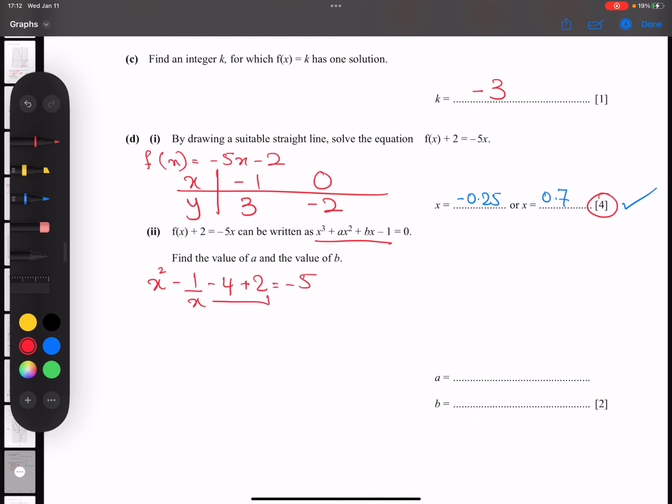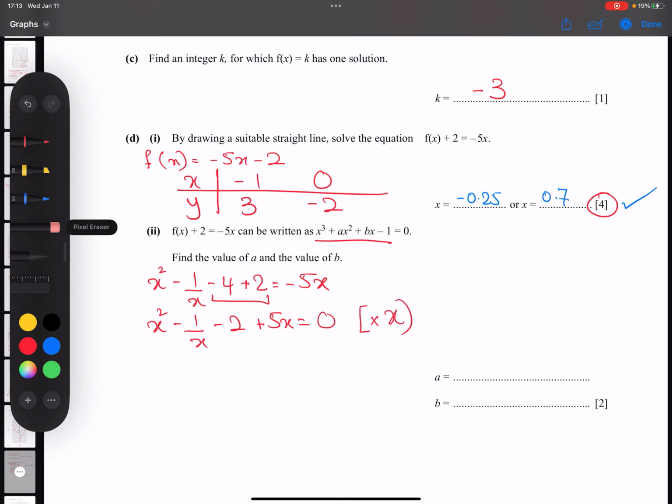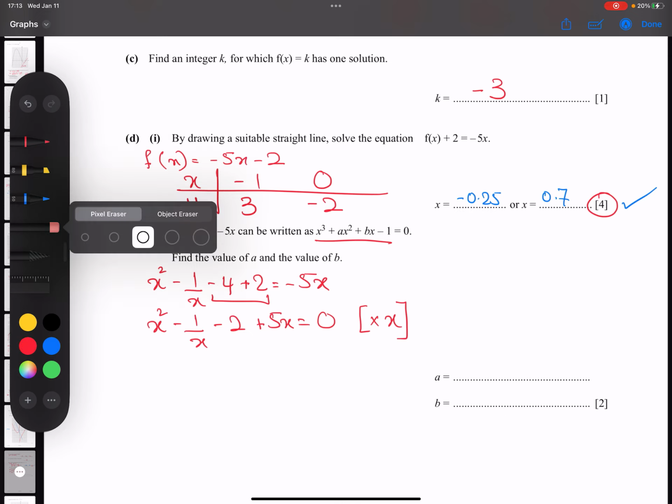Let's simplify these two first. So x squared minus 1 over x minus 2, that's a 5x, plus 5x equals 0. Then multiply everything by x. Let me just go back to the square brackets. So multiply everything by x.